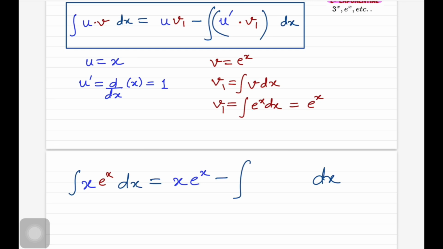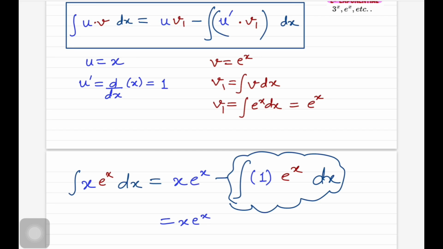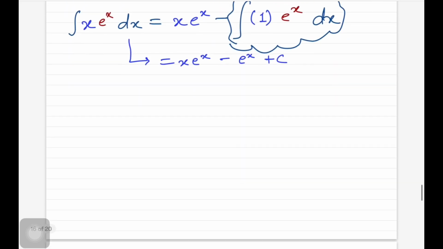Then what is the derivative of u? u prime, its value is 1. And what is the integration of v1? e to the power x. Everything is done, only thing is that we have to solve this integral. Again, this is simple, the integration of e to the power x will be e to the power x only. So x e to the power x minus e to the power x, and now we will include the integration constant c. So this is the answer for the first problem. I hope you understood. This one was easy because it was the first problem. So let's get into the second problem now.